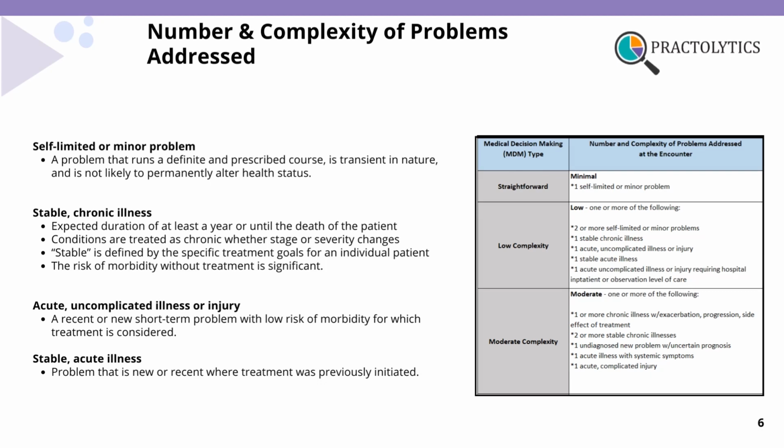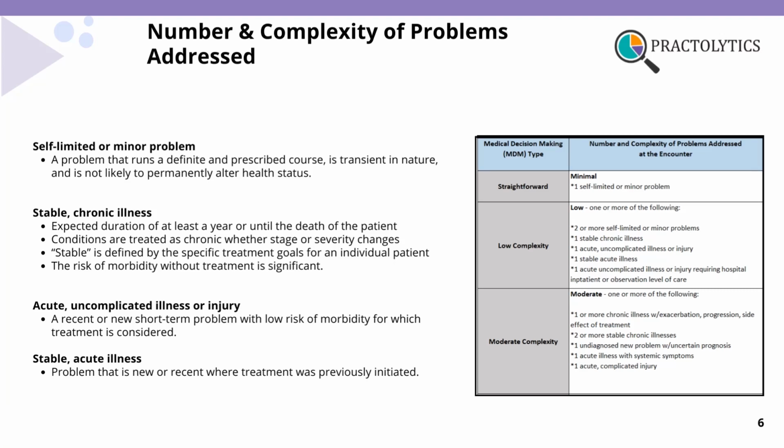Now, let's look at the definitions in more detail. These are the definitions established by AMA, and this is how each of these conditions should be looked at when you're looking at the medical decision making table. The first one is self-limited or minor problems. These are conditions that run a definitive course. They are very transient in nature and not likely to permanently alter the patient's health status. They might go away on their own even without much significant treatment.